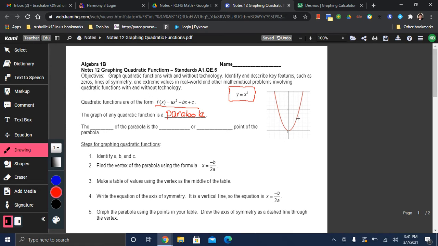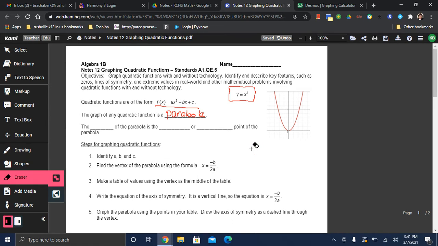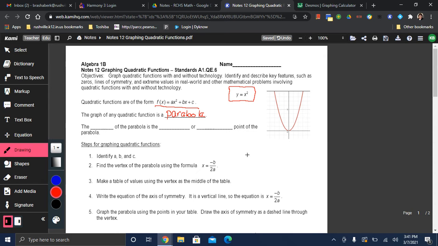Parabolas can open up, as I've got it shown here. It's not pointy, it's a smooth curve. So they can also open down, as I show here, and these should have arrows on them.